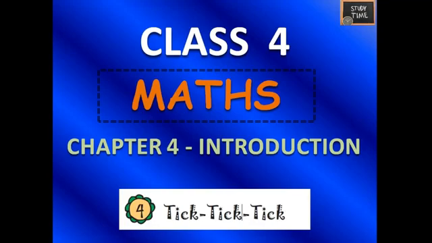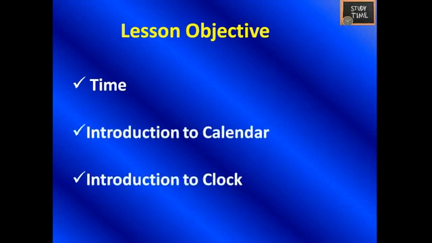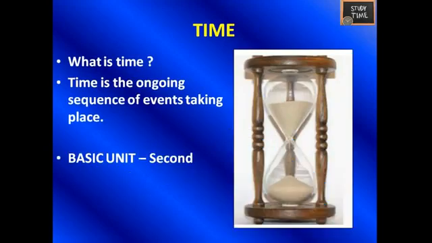So this video would be like a basics where we are going to see what is time, introduction to calendar, introduction to clock. What is time? Time is an ongoing sequence of events taking place. It can be past, present or future. Past is whichever has happened already. Present meaning is which is happening now. Future is which will happen.